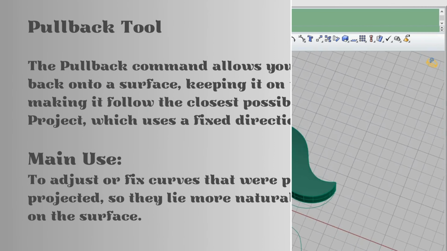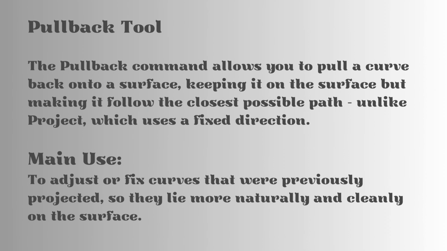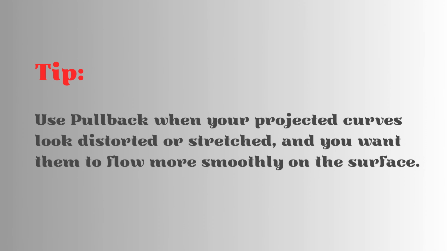The pullback command allows you to pull a curve back onto a surface, keeping it on the surface but making it follow the closest possible path, unlike Project, which uses a fixed direction, to adjust curves that were previously projected, so they lie more naturally and cleanly on the surface. Use Pullback when your projected curves look distorted or stretched, and you want them to flow more smoothly on the surface.